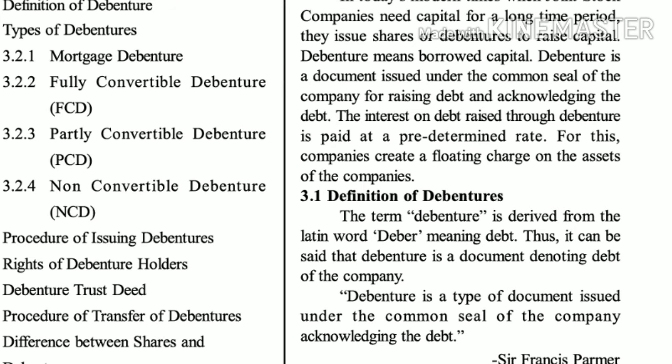Let's read the definition of debentures. It says that the term debenture is derived from the Latin word debere, which means debt, and the basic meaning of debenture is a debt acquiring. It is a contract between the company and the debenture holders that at a prescribed rate the company will pay interest to the debenture holders, and basically it is known as the debt capital of the company. Thus, it can be said that a debenture is a document denoting debt of the company.